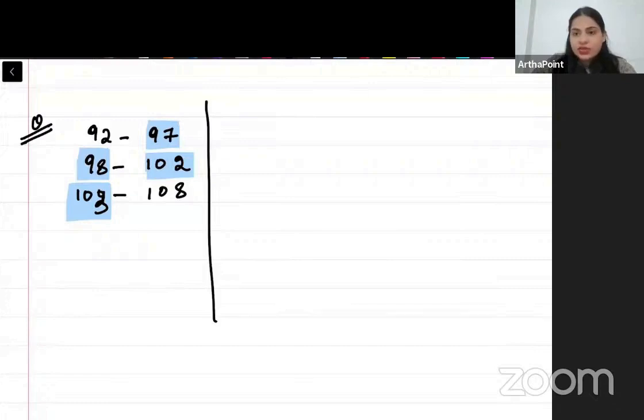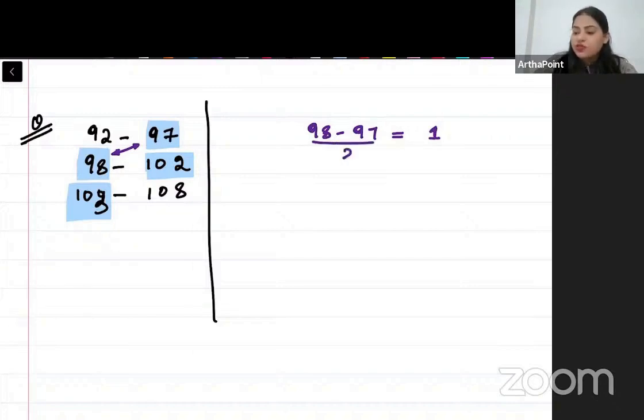How do I convert this into a continuous data set? So what you will do is check the gap between these two. The gap between the two is 98 minus 97, that means 1. And you can just find the average of the gap, that means it is going to be 0.5. That is going to be my average.